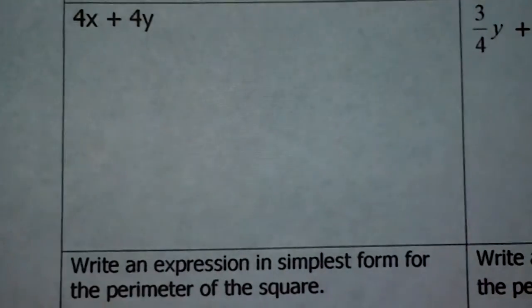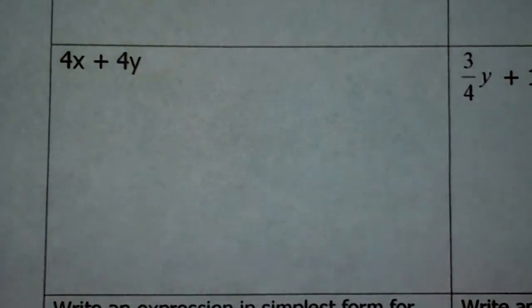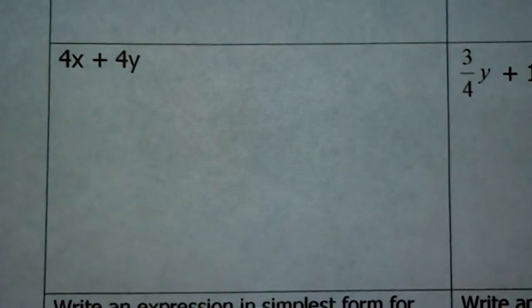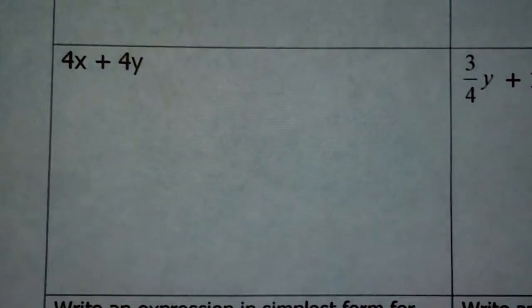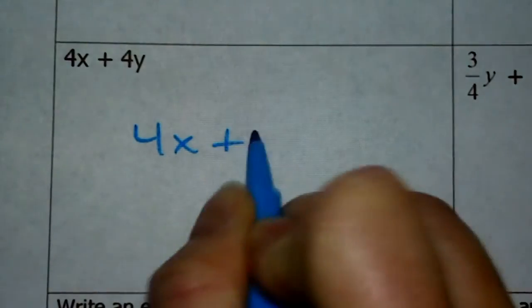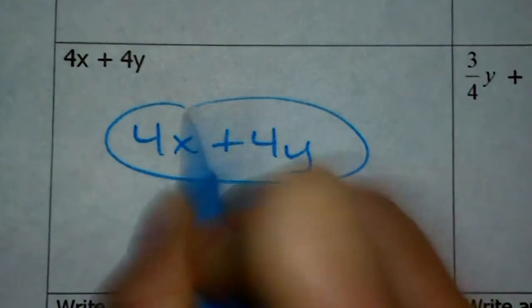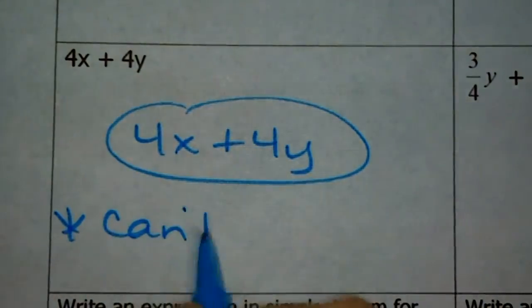Alright, next one, I have 4x plus 4y, and I know some people are going to want to say 8xy, but these aren't xy's. Those aren't those light orange rectangles. These are x's and these are y's. Is there anything that I can do to simplify that? No, those aren't like terms. Even though they both have a 4, it's not about the number, it's about the letter. So with this, I wouldn't just leave it blank, because then my math teacher would probably think I didn't know the answer. I would actually rewrite this just 4x plus 4y. You can't simplify it.